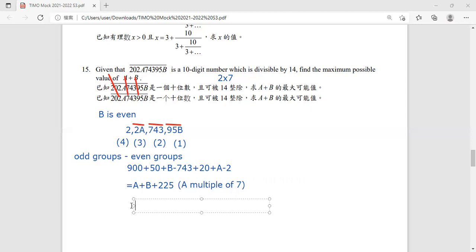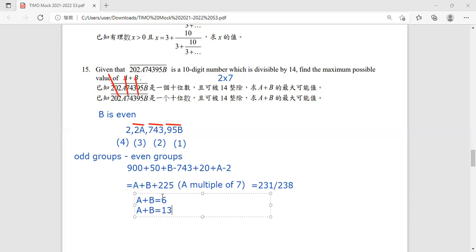So what will it equal to? It should be equal to 2041 or 2048. How about 2045? Can it be 2045? Of course not, because A plus B maximum is 16, and 225 plus 18 is 243. So it doesn't matter. You will find A plus B is equal to 6 or A plus B equal to 13.